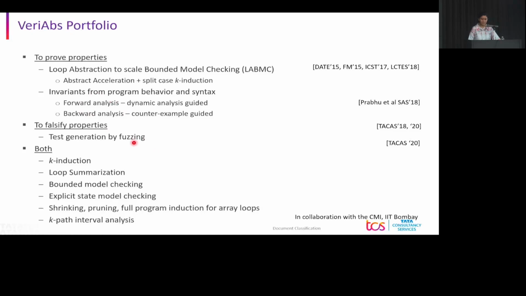And this is just a classification to show what techniques are used to prove properties. LabMC, abstract acceleration plus split case k-induction, and invariants from program behavior and syntax, as well as test generation, are used to prove properties. For falsification, test generation by fuzzing is used, and these techniques can do both proving as well as falsification. But the main idea is that first we are trying to prove using loop abstraction techniques, and then we are trying to falsify using test generation or bounded model checking. That's the main idea. We are compensating for our abstractions without refinements using these precise techniques.